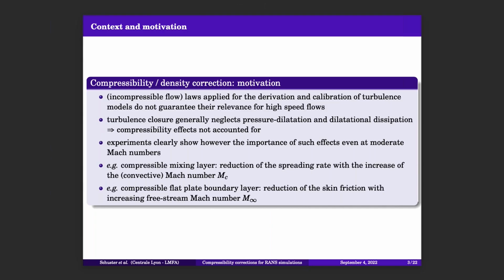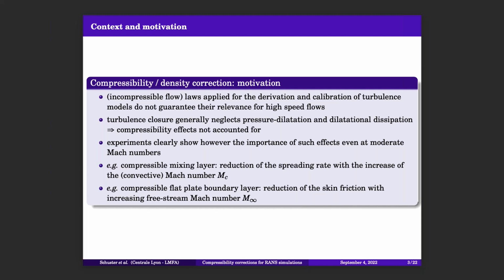So what's the motivation for this work? Well, as you all know, the laws which are applied for the derivation and calibration of turbulence models do not actually guarantee their relevance for high-speed flows because they are basically incompressible flow laws. And turbulence closure generally neglects pressure dilatation, dilatational dissipation, so that compressibility effects are not properly accounted for. Still, we know that experiments show that such effects, even at moderate Mach numbers, can be significant.